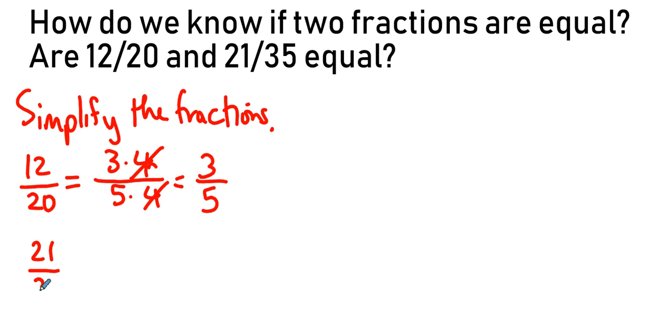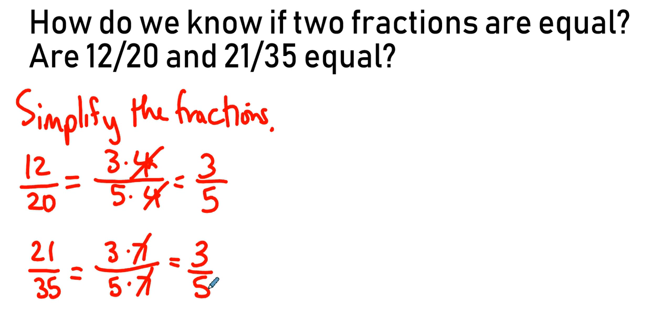Similarly, 21/35ths, well, 21 is 3 times 7, and 35 is 5 times 7. Both of those have a factor of 7, and so that fraction is also 3/5. So we can say, yes, those fractions are equal. But we could also take a look at getting them a common denominator.